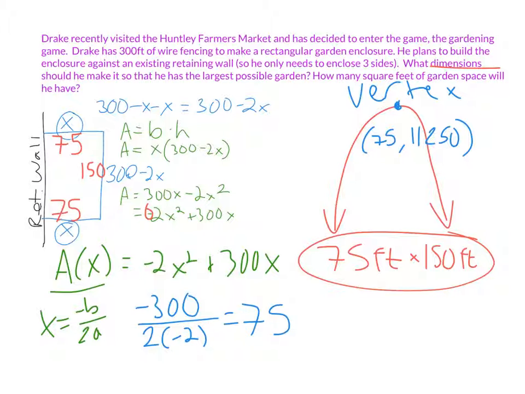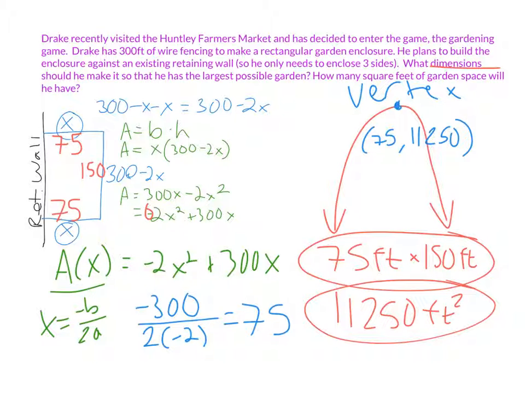And then it says, how many square feet of garden space will he have? Well, there's actually two ways of looking at this. You could be like, oh, well, 75 times 150, and, ooh, look at that. That gives you your y coordinate. So he has 11,250 feet squared of garden space.